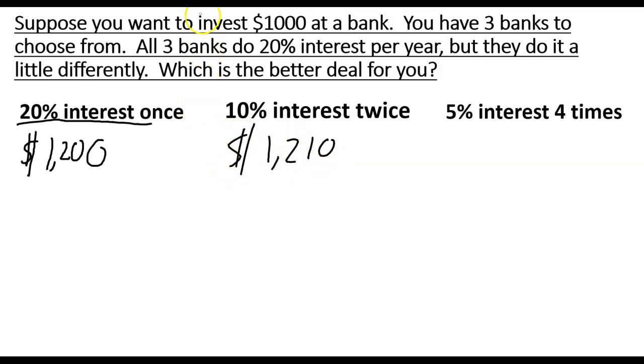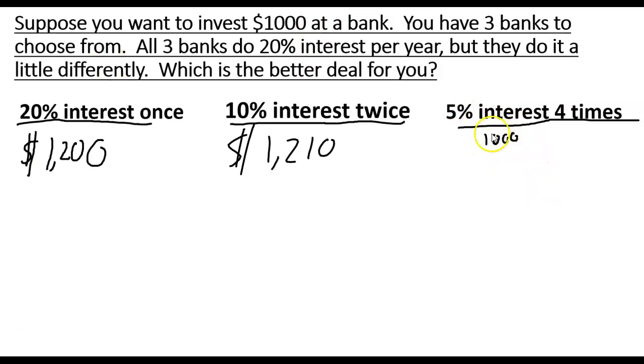So that's interesting. Assuming that this pattern holds, we would expect that the more times they break the 20% up, the more money we're going to be making. So I predict now, seeing that breaking it up into 2 pieces gives you more money than just once, that breaking it up into 4 pieces will give us even more money. So let's go ahead and do that really quick.